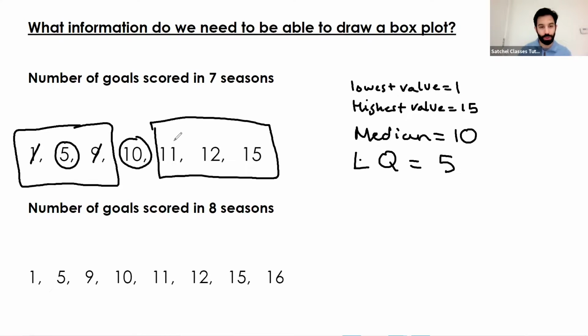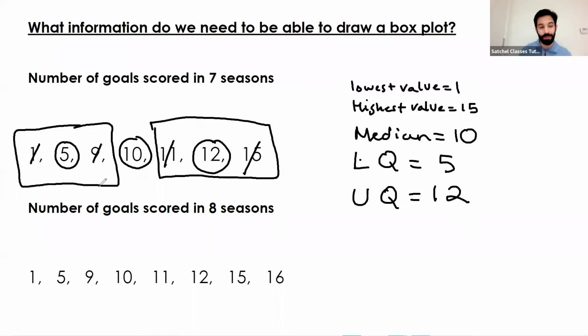So again, if we cross one from the left, one from the right, 12 is going to be bang on in the middle. So the upper quartile, or the median of the upper half, is going to be 12 in this example. Now this example is slightly trickier because we have an even amount of numbers in our data set. Here we have an odd amount of numbers. We've got 1, 2, 3, 4, 5, 6, 7. So it's quite easy to find the median.